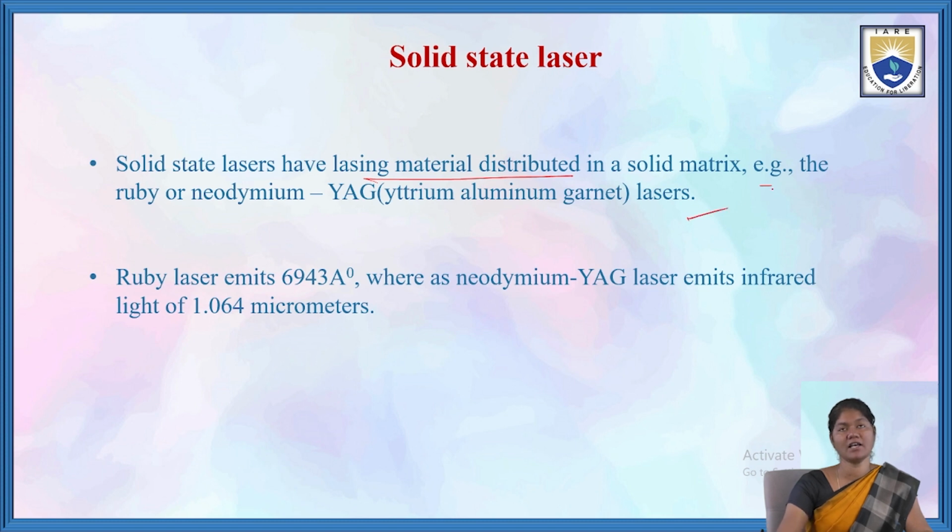We can take as an example the solid state lasers. In this ruby laser, it emits 6,943 angstroms, whereas the neodymium yttrium aluminum garnet laser emits infrared light of 1.064 micrometers.